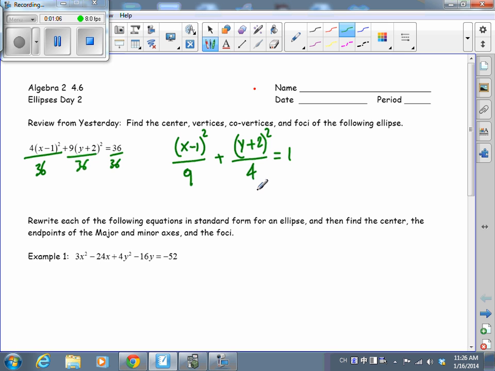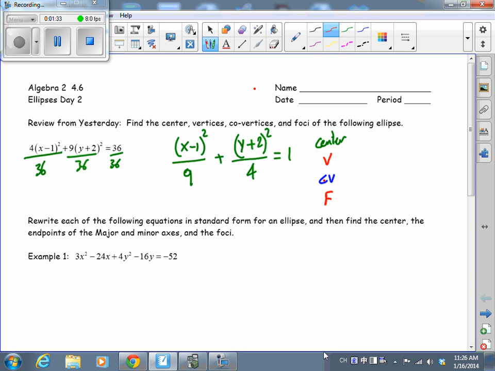All right, now this is how I want you to write everything. You always start by saying center. After the center, I want you to write vertices. After vertices, I want you to write covertices. And the last one is your foci. Note that I put the same color with your vertex and your foci.